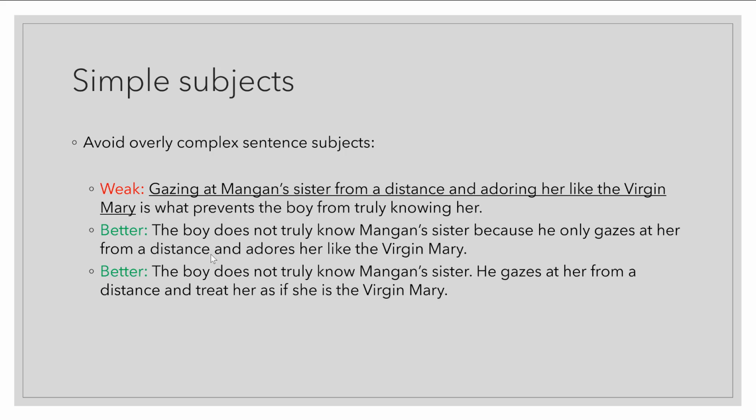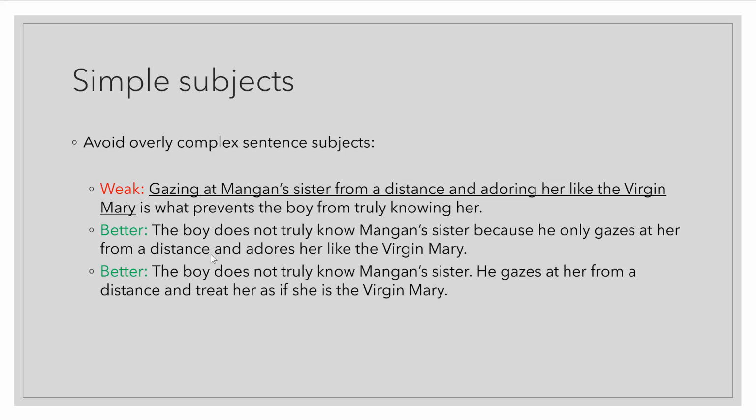In terms of grammar, here's something that you want to watch out for. A lot of students create these really long subjects for their sentences, and it's mostly because they put a whole bunch of ideas together and they use a present participle. So present participles are those verbs that end in ing, like gazing, right, analyzing, that kind of thing. And often what students end up doing is they create this long subject using a present participle, like gazing at Mangan's sister from a distance and adoring her like the Virgin Mary, whew, and then we finally get to the verb, and so on.